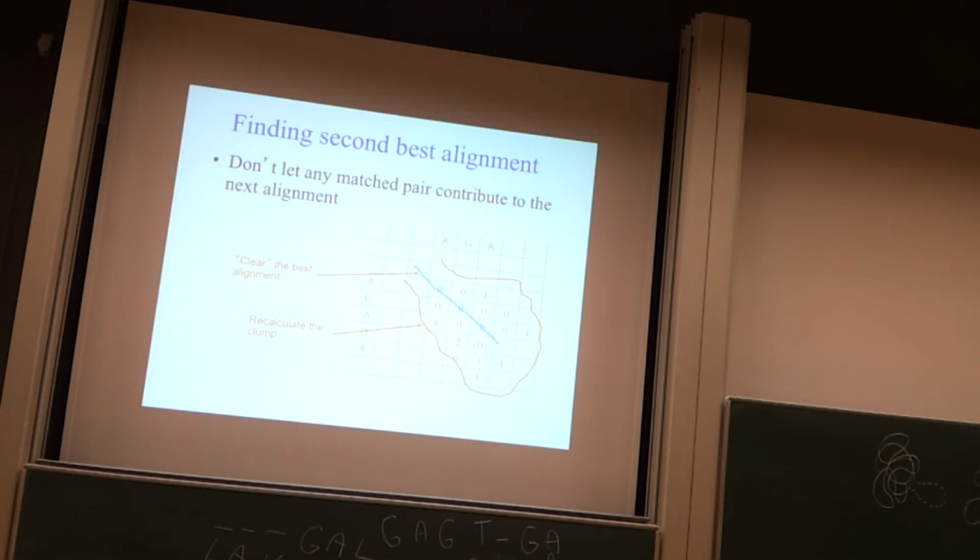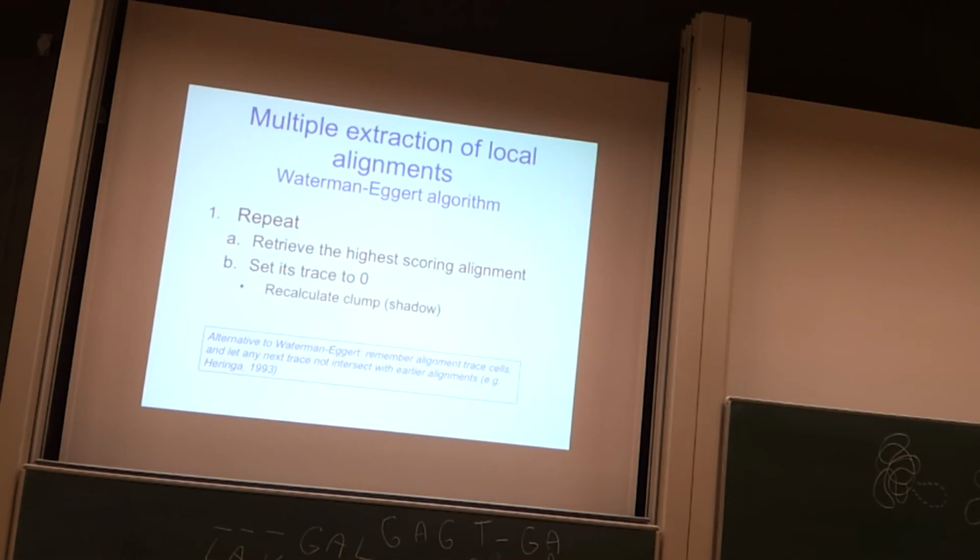So, cleaning and doing it again. Basically, it's repeating the algorithm after the cleanup work. Then you can even calculate multiple local alignments. This algorithm is called Smith-Waterman, from Smith and Waterman. It is an algorithm to do this and repeat the thing.